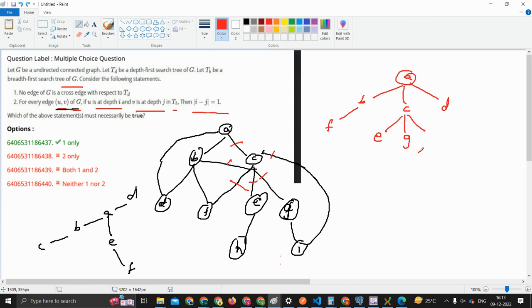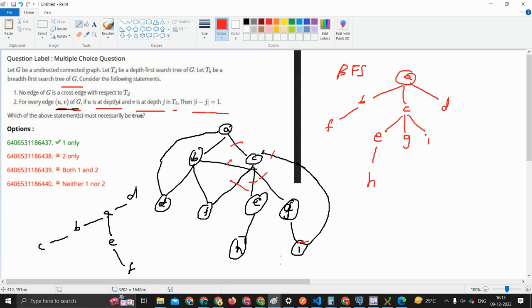So C to I, yeah. Then I is also covered now. So from E to H. Okay, so now you have drawn a graph. Sorry, that's a graph, and this is a tree, right? And this is a BFS tree. Nice. So for every edge U comma V in G, you have so many edges.